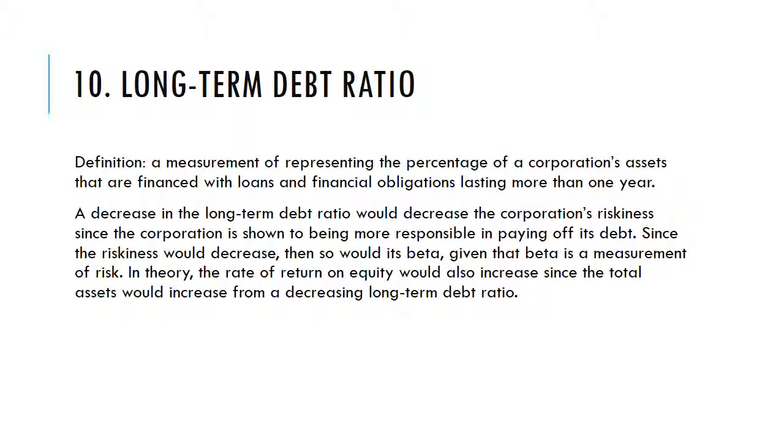Since the riskiness would decrease, then so would its beta, given that beta is a measurement of risk. In theory, the rate of return on equity would also increase, since the total assets would increase from a decreasing long-term debt ratio.